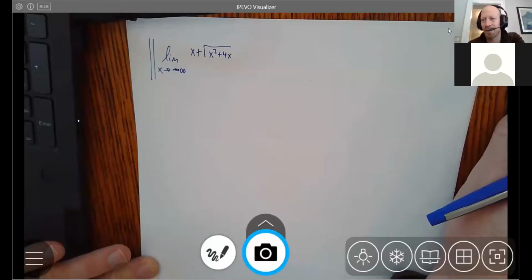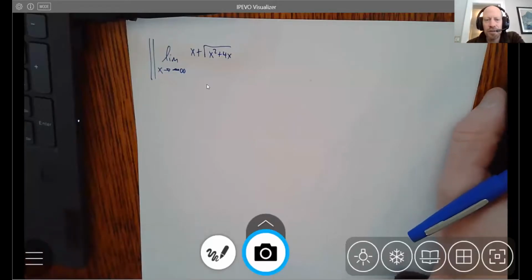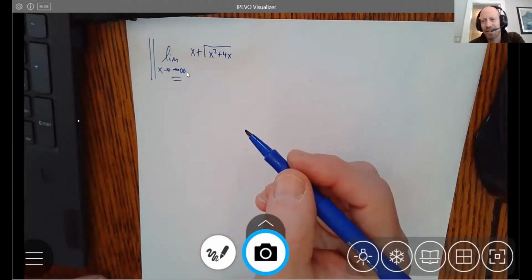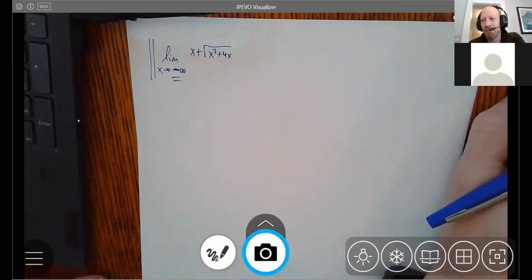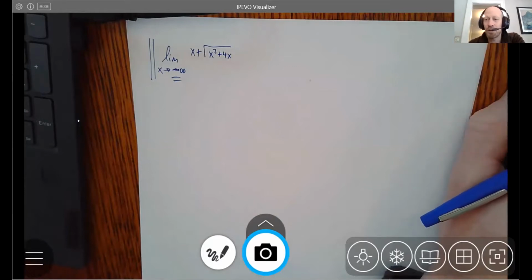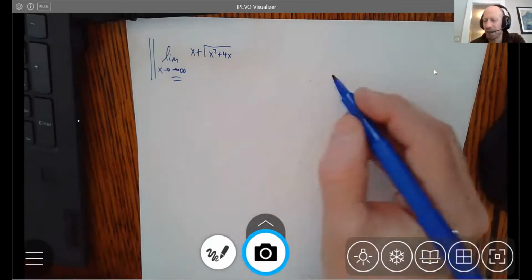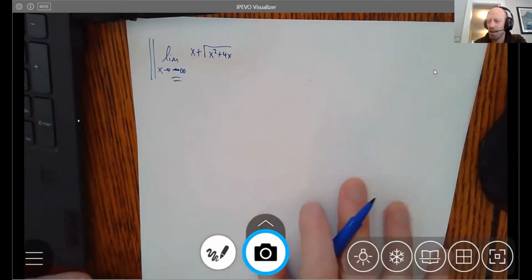Make it a little bit bigger. So this is a limit at infinity, okay? And it's different than an infinite limit, right? An infinite limit is one where the bottom is 0 and the top is not, right? That's an infinite limit. This is a limit at infinity. So it's what's happening out on the edges of the graph.